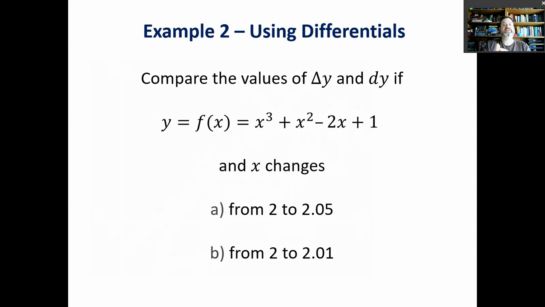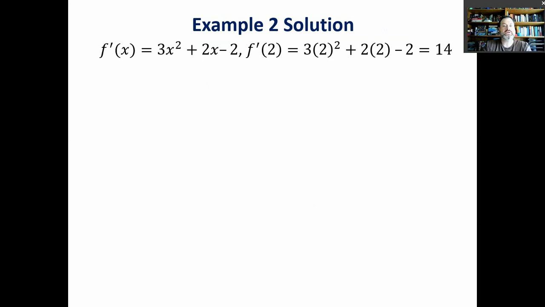All right, let's see how to use differentials to just compare some numbers. So here is our function. f of x is x cubed plus x squared minus 2x plus 1. And we want to look at two different things: when x changes from 2 to 2.05, and when it changes from 2 to 2.01. So we already know what to expect. We expect that from 2 to 2.05 might be a good estimate, but it might be off a little bit. But we would expect from 2 to 2.01 that estimate to be a lot better. Okay? So let's see how it goes.